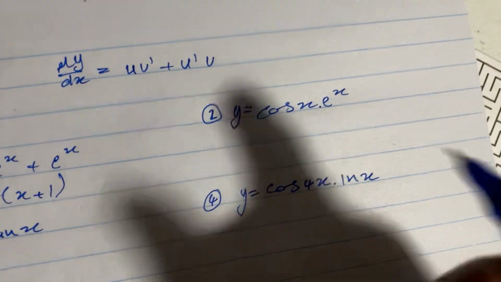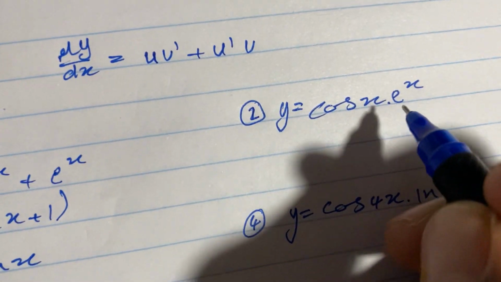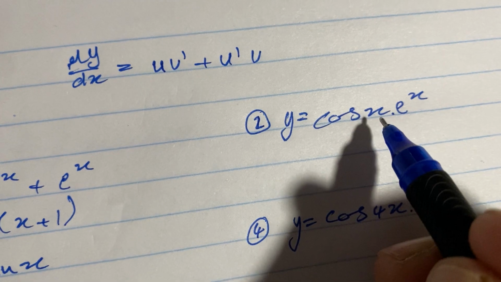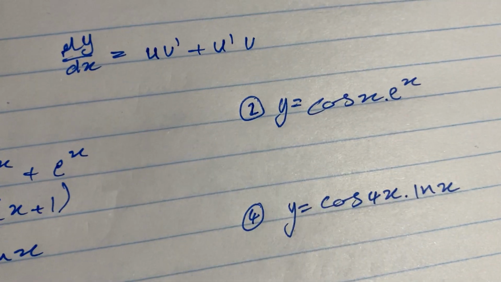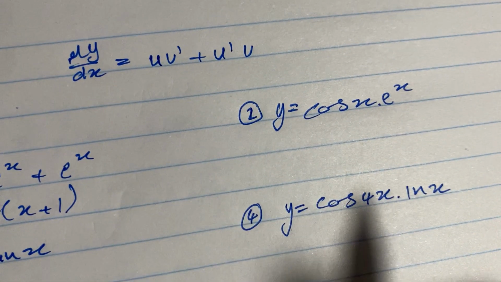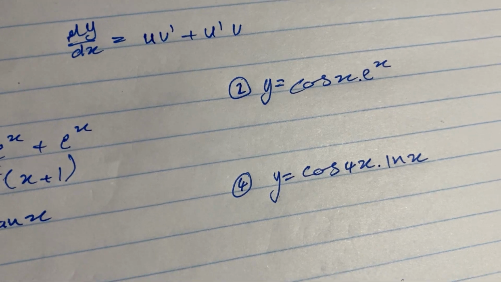Okay, and then let's look at this one. Now select your u and select your v here. Your u in this case will be cos of x, and your v will be e to the power of x. It doesn't matter which one you choose because you're adding them. Whatever direction you take, it doesn't matter.